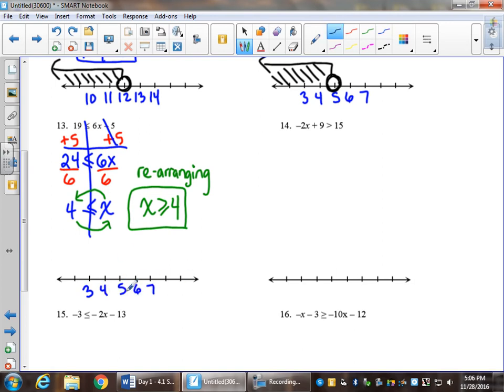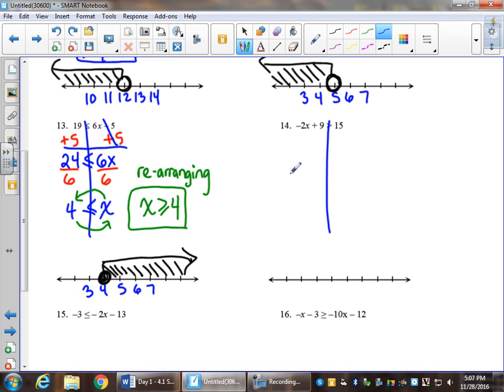Open or closed on 4? Closed on 4 because of that or equal to, and now left or right. Well, it says greater than, so greater is to the right. And we're done. Number 14, line down the inequality sign.